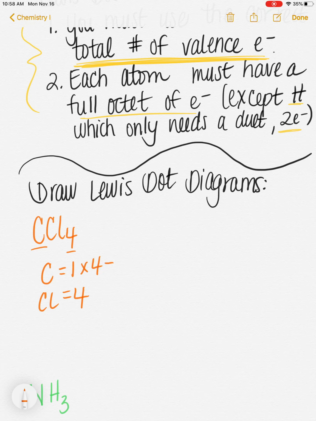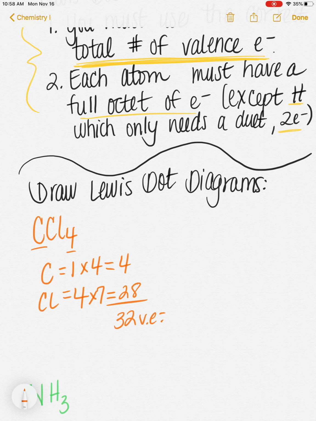Carbon has 4 valence electrons, so 1 times 4 gives me 4. Each chlorine has 7 valence electrons. 4 times 7 is 28. 4 plus 28 is 32. So that means that when I'm done, I must use 32 total electrons in my structure.